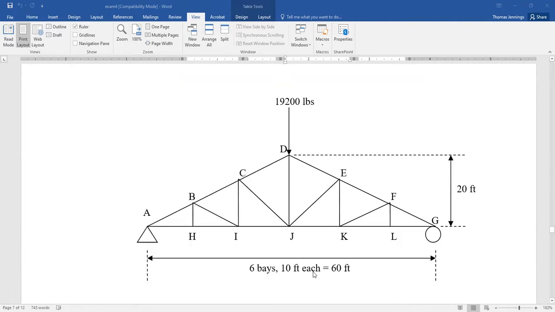Now, as you look at the problem, notice something about it. It's symmetric. It looks the same on both sides. And there's only one load right at the top, right in the middle.